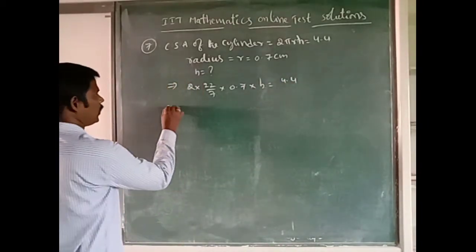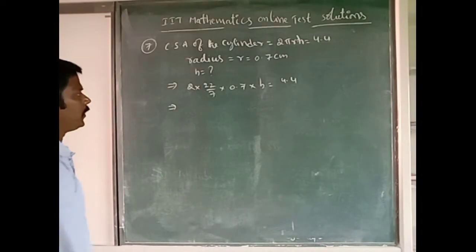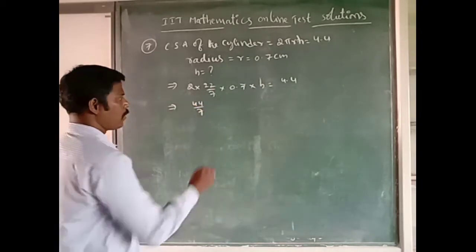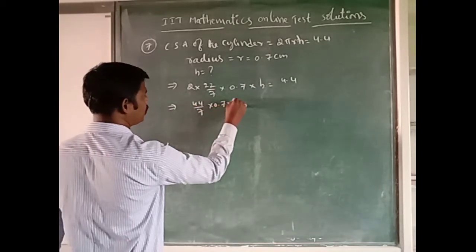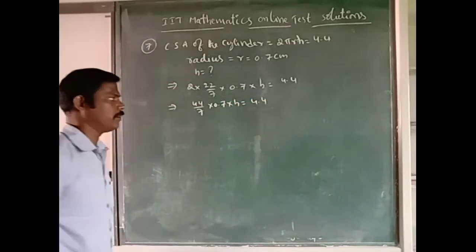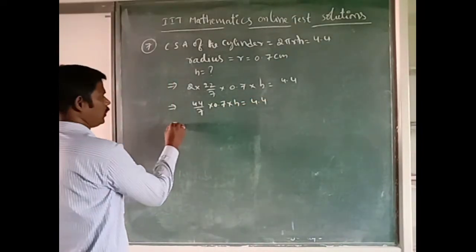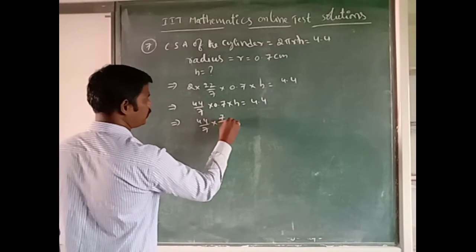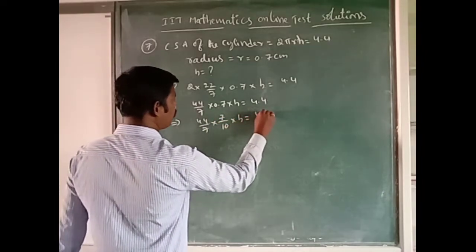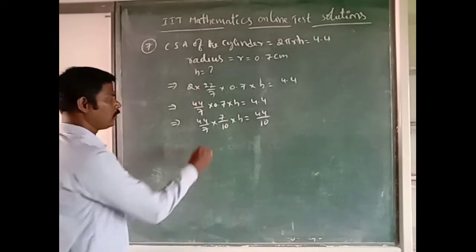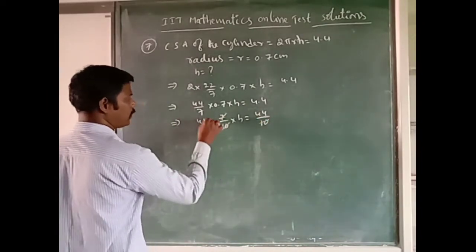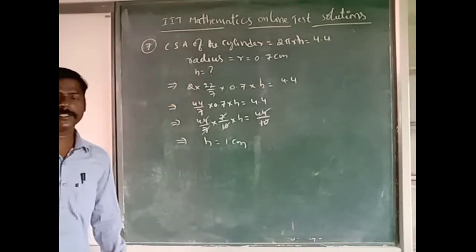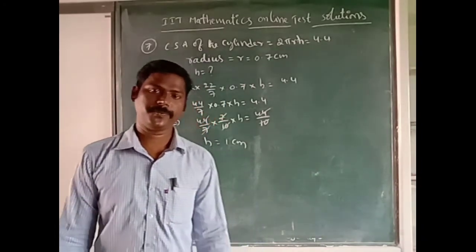Okay children. So here, simplify the value: 22 into 2 how much? 44 by 7 into 0.7 into h equal to 4.4. If you write one more step for the simplification, children, 0.7 is 7 by 10, into h, equals 44 by 10. So now 7 and 7 cancel, 10 and 10 cancel, 44 cancels. So the height is how much? 1 centimeter. This is the solution for the seventh problem. Please note it down.